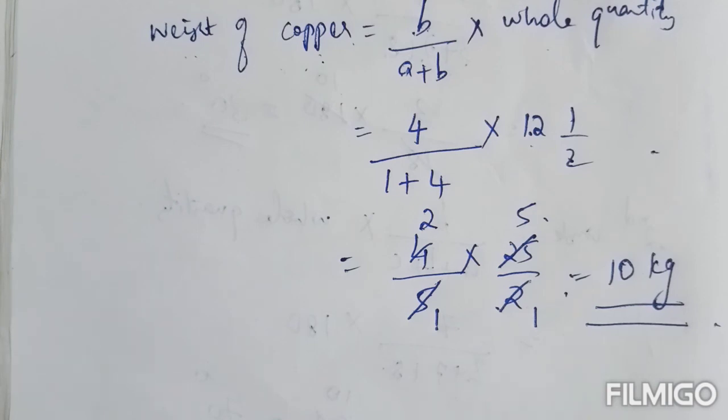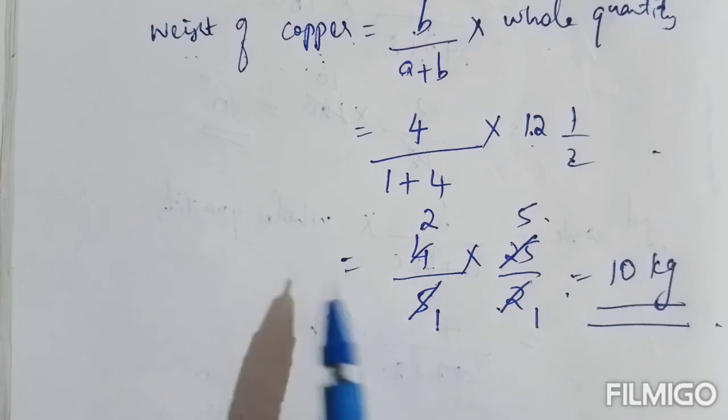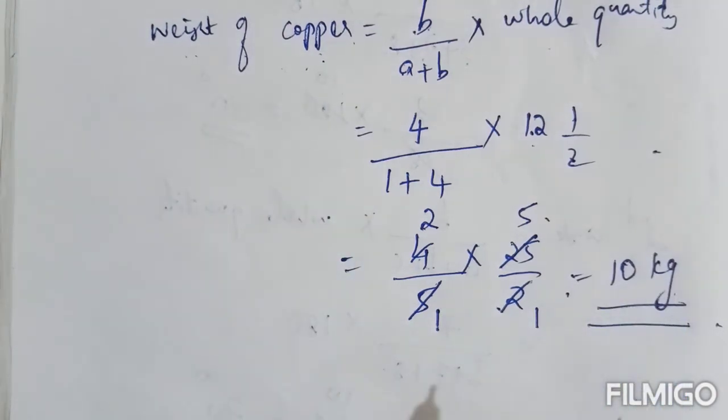Okay, in the question it is asked only the weight of copper, no need to find the weight of zinc. So the weight of copper is 10 kilogram. Okay.